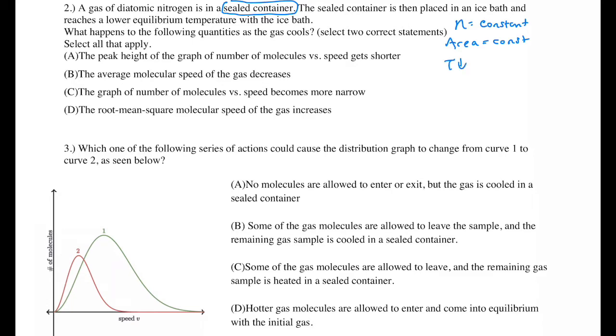Okay, what is going to happen as the gas cools? The peak height of the graph and the number of molecules gets shorter. No, remember when you're not hot? This is not hot. Okay, so that can't be. The average molecular speed of the gases decreases. Well, that's true, right? The gas speed is going to decrease when the temperature decreases. The graph of the number of molecules versus speed becomes narrower. Narrower. Yep, that's true.